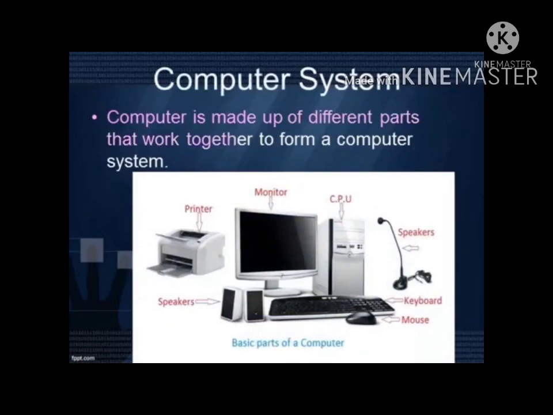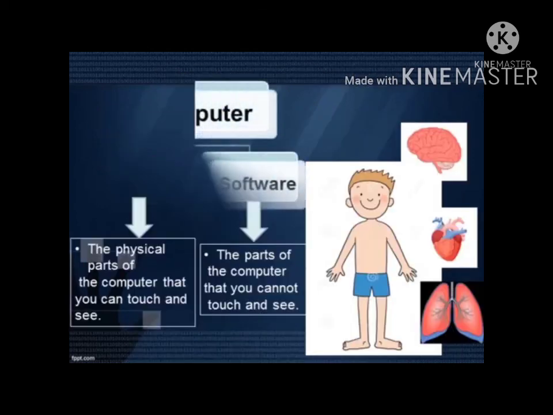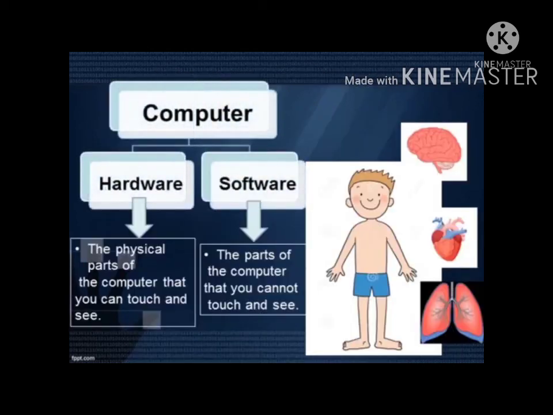Previously we have learned that a computer is an amazing machine that can do different types of jobs. It has different parts that work together to form a computer system. The two basic parts of a computer system are hardware and software. Let us learn about hardware.